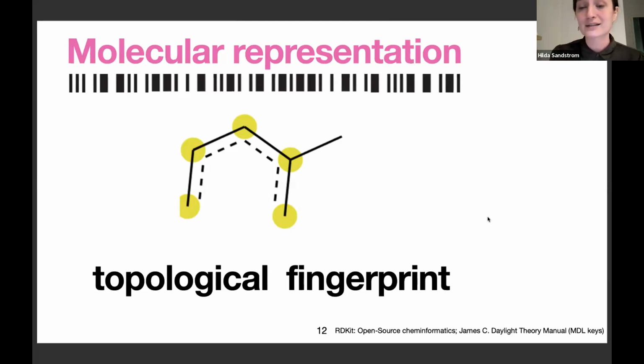It basically tracks different paths inside a 2-dimensional molecular geometry. So for example, you see here that a path of 5 different carbon atoms has been highlighted in this structure, and this will then be hashed into binary 1s and 0s inside the fingerprint.